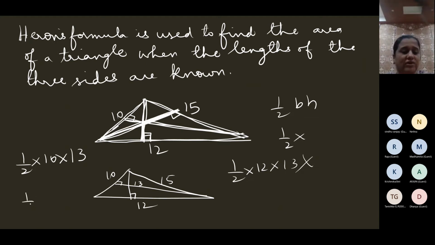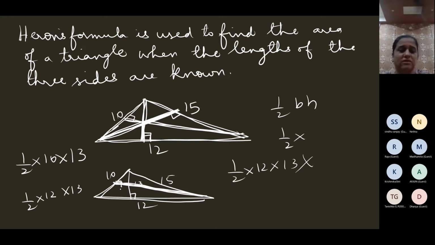You cannot say half into base is 12 and altitude is 13, because 13 is not the altitude. 13 is the length of the altitude on this side. So you must take 10 as the base, then 13 will be the altitude. You cannot take 12 as the base and 13 as the altitude, because 13 is the altitude on some other side, not on the side which is 12 centimeters.